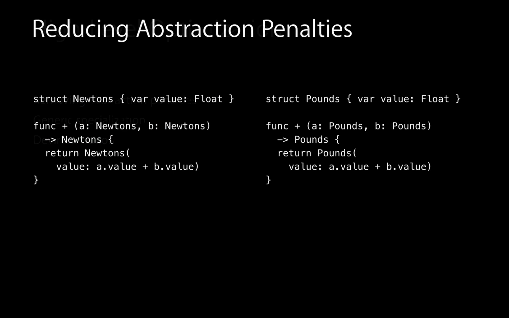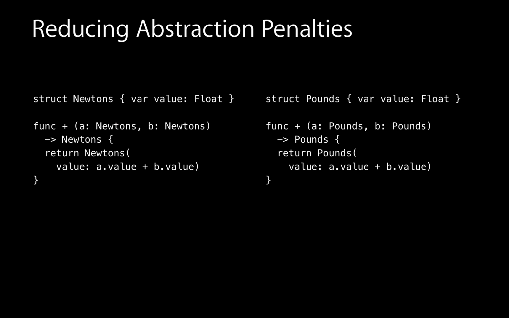The first one is abstraction penalties. Suppose that you're writing an application, and it's talking to a whole bunch of sensors and a whole bunch of different subsystems, and some of those are giving you values back in one kind of unit, and some of them are giving you values back in a different kind of unit, and it's really important to you that your app not burn up when it re-enters the Martian atmosphere.